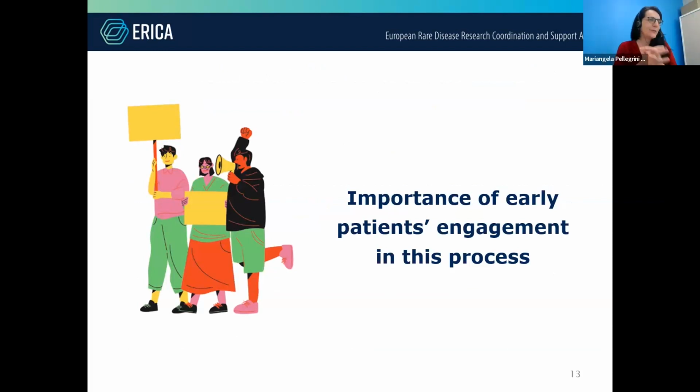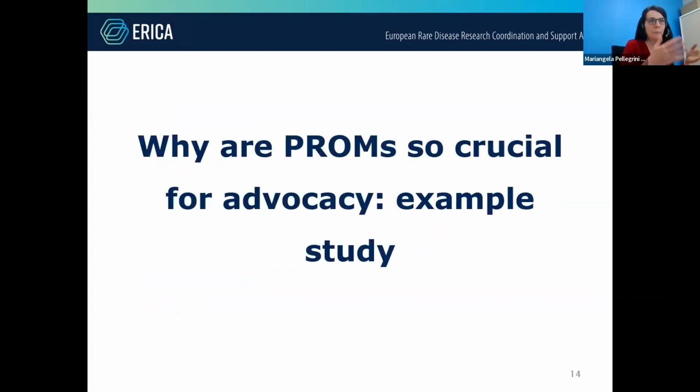Thank you very much, Celine, and also thank you to the audience for being here and to EURORDIS for this invitation, much appreciated. Indeed, with the previous presentations we have already seen why PROs and PROMs are important for improving patient quality of life. Then we saw how they are an important tool for improving not only patient-centric research, but also research. And now we are going to see how PROMs are crucial also for advocacy itself.